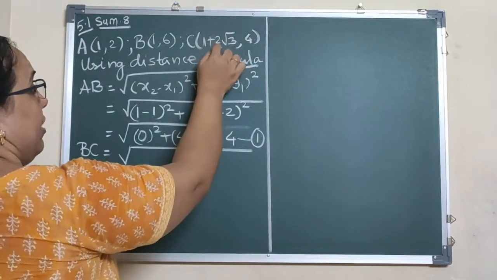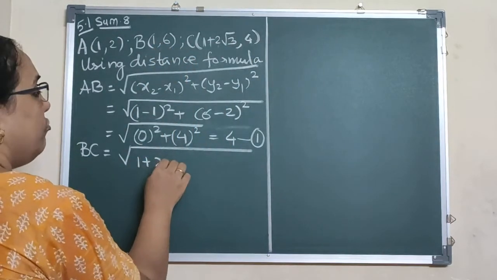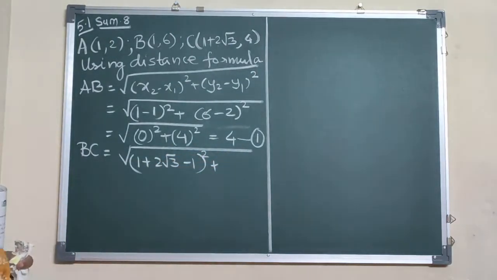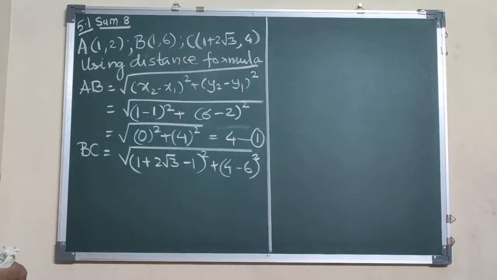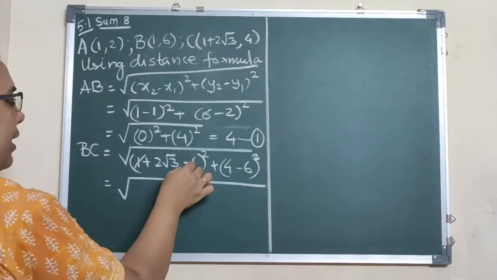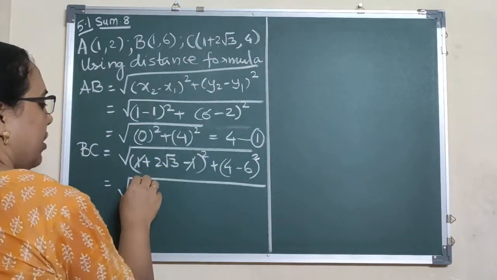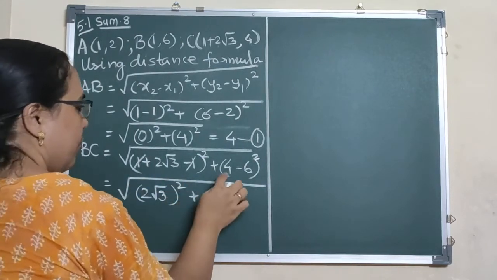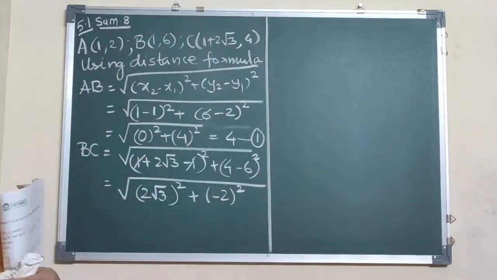BC. So I'll take this as x2 y2, this as x1 y1. So what do I have? 1 plus 2 root 3 minus 1 the whole square plus 4 minus 6 the whole square, all under the root. So we have plus 1 minus 1 gets cancelled. 2 root 3 square. I'll show you the calculation, plus 4 minus 6 is minus 2 square. This is what you get.